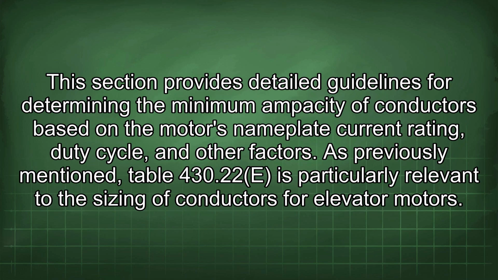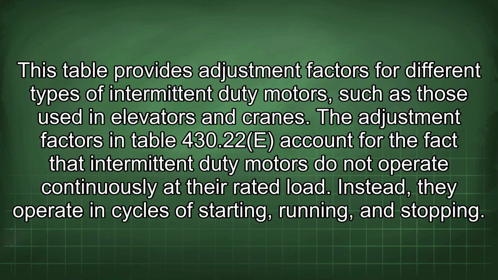This section provides detailed guidelines for determining the minimum ampacity of conductors based on the motor's nameplate current rating, duty cycle, and other factors. As previously mentioned, Table 430.22(E) is particularly relevant to the sizing of conductors for elevator motors. This table provides adjustment factors for different types of intermittent duty motors, such as those used in elevators and cranes.